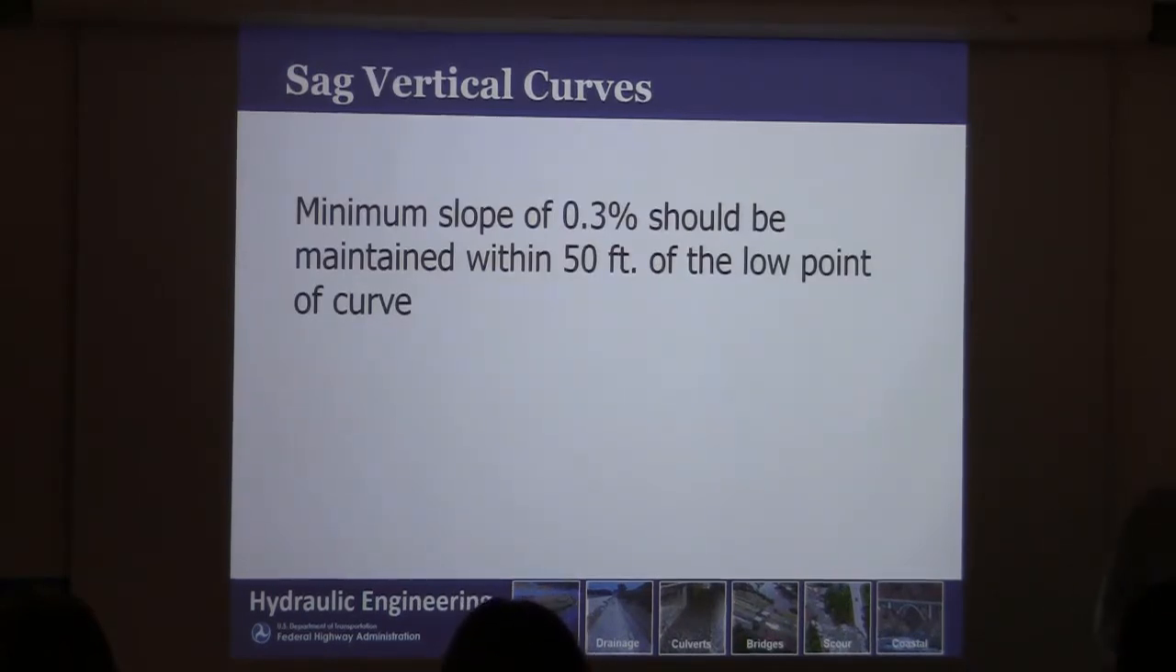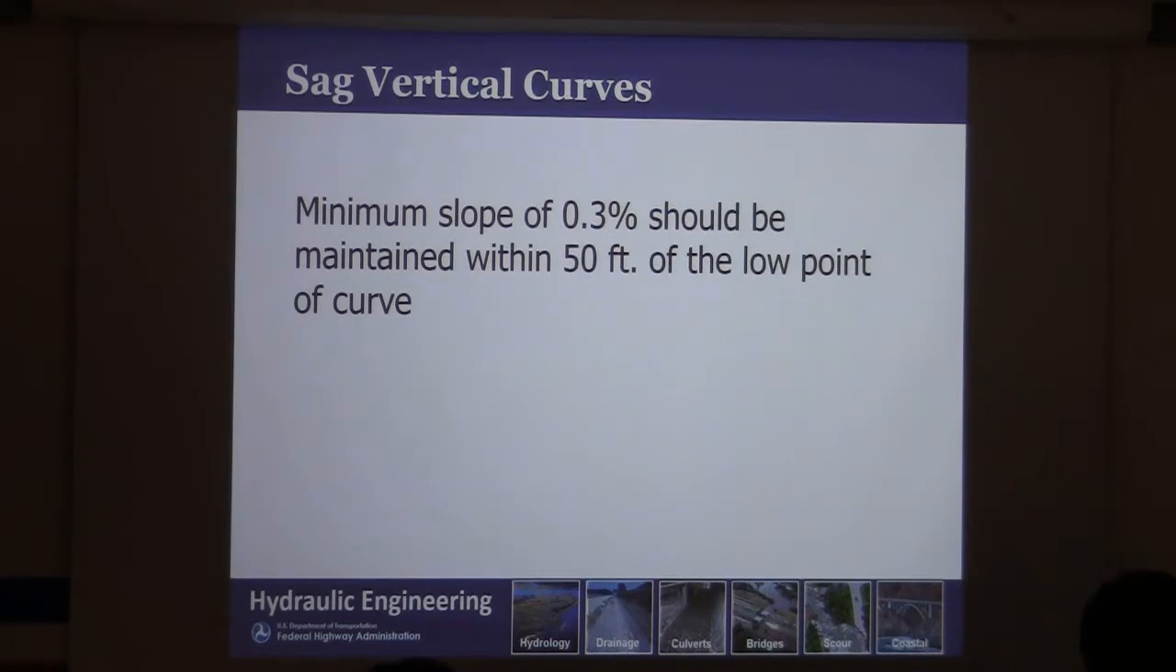In the sag, underneath those underpasses, you want a minimum slope of 0.3% within 50 feet of that sag. And the reason is you want to have some kind of slope to get that water to the inlet. If it's less than that, water doesn't move too fast. So give it at least a minimum of 0.3, but 0.5% is better.